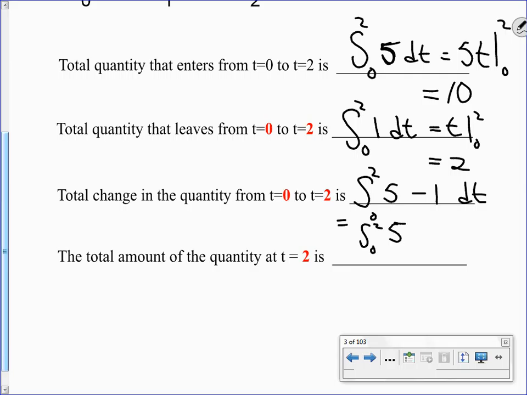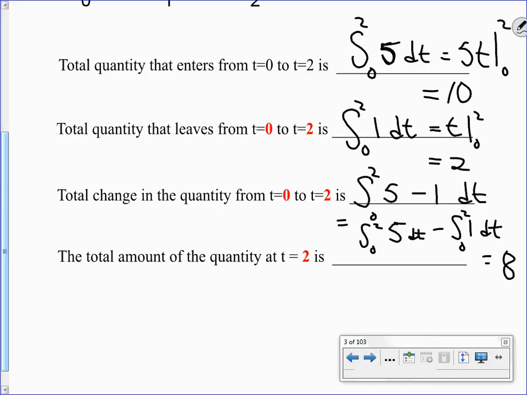But you want to integrate rate in minus rate out. Because when you integrate rate in, you get the total amount that enters. When you integrate rate out, you get the total amount that leaves. So yeah, if you want the total change, you want to integrate rate in minus rate out, and that would give you the 8. So we know there's a change of 8 cubic inches of water over the first 2 minutes.